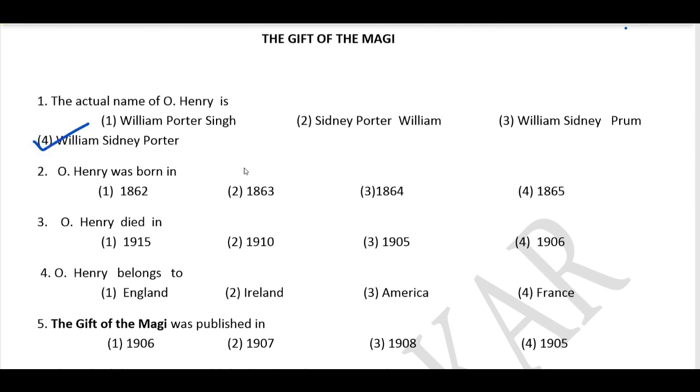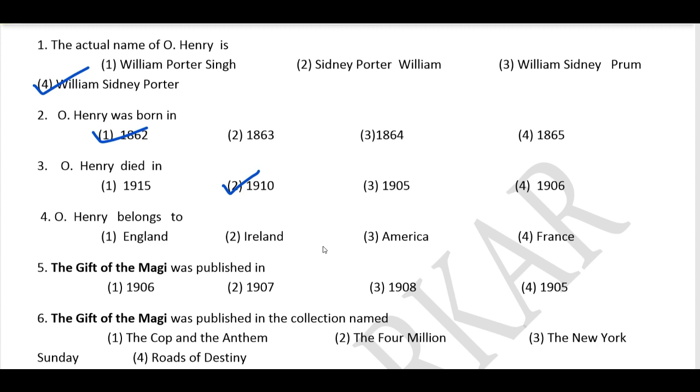Then number 2. O. Henry was born in, we know the lifespan of O. Henry, it is from 1862 to 1910. So he was born in 1862. Then number 3, O. Henry died in, so it's clear from his lifespan, that is 1910. Then number 4, O. Henry belongs to, you all know that O. Henry is an American short story writer, so he belongs to America.